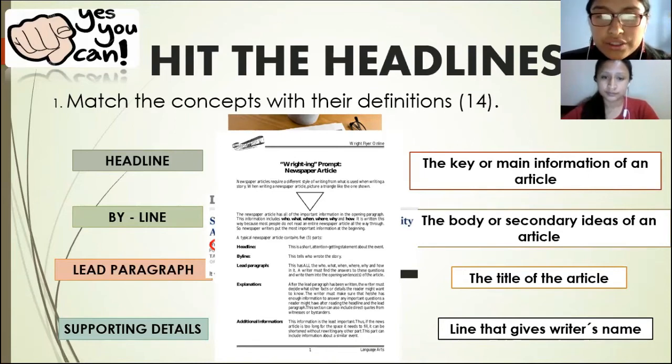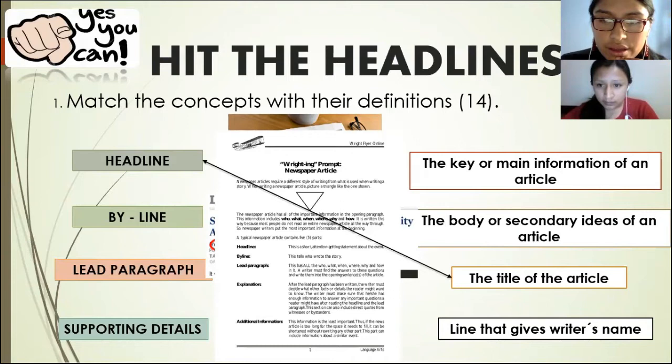As you could see here, I have a definition of each word. Also, you can find that in your course book on page 14. I would like to ask you, please, to match the concepts with the correct definition. For example, I have headline, which, as you said before, is the title of the article. Please try to work on the following three. Byline. A byline is a line that gives the writer's name.